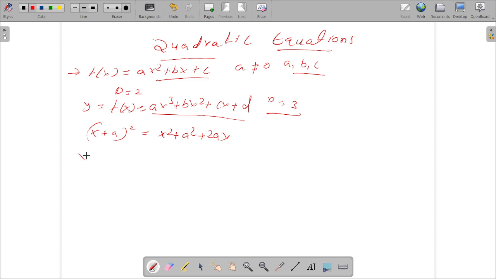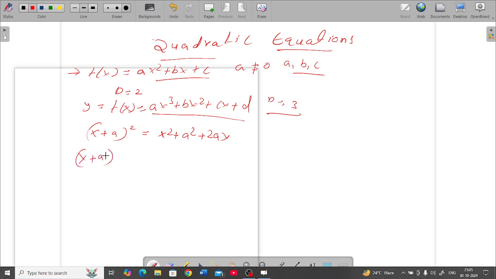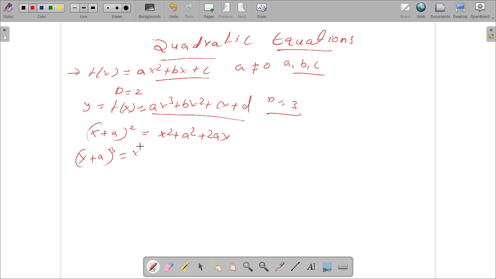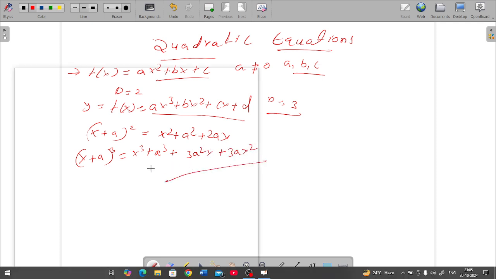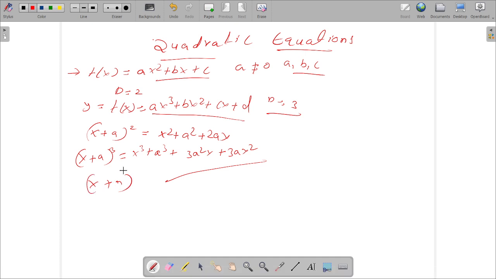For example, x plus a whole cube can be written as x cube plus a cube plus 3a square x plus 3a x square. So here you can see the terms, x to the power n: 1, 2, 3, 4 terms. So for x plus a whole power n, there will be n plus 1 terms in the expansion. These are basic things. You can learn more in the binomial theorem, but it is a very easy thing.